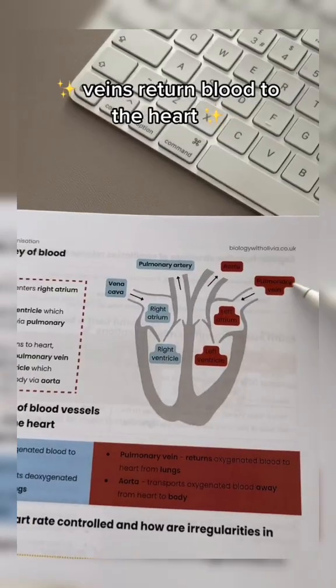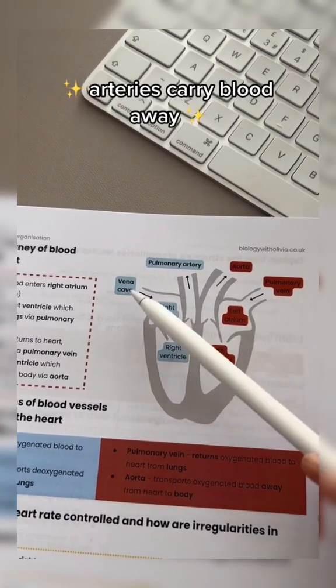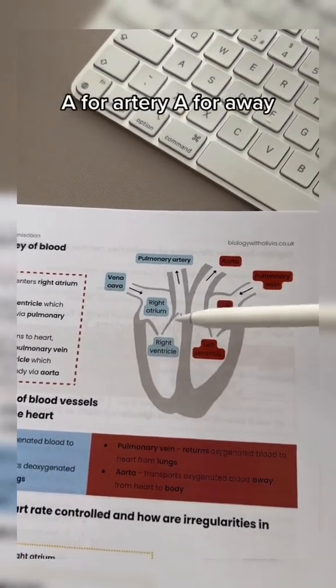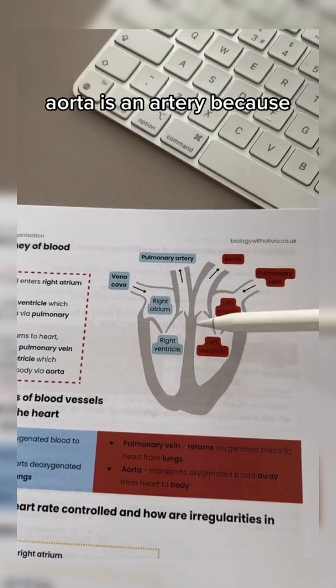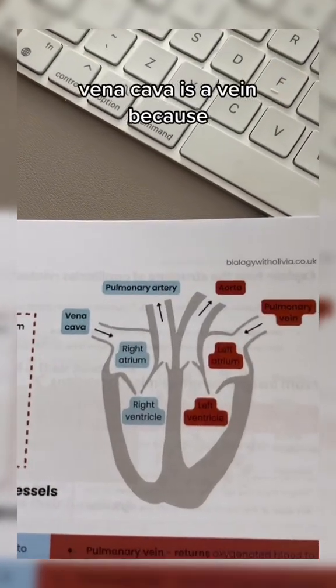Rule 3. Veins return blood to the heart and arteries carry blood away. You can just think of this as A for artery, A for away. Aorta is an artery because it begins with an A. Vena cava is a vein because it begins with a V.